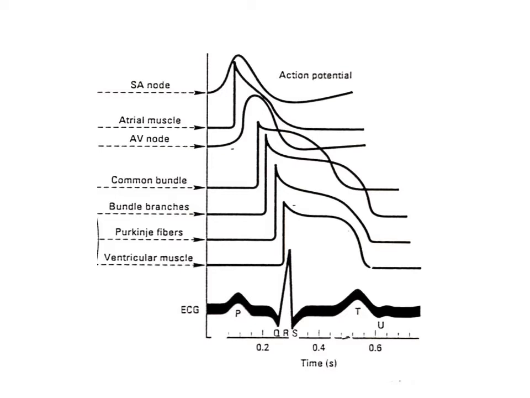The signal from the SA node will trigger the atrial muscle, and then your AV node will be hit as well. That's where we see our big P wave coming in from the atrial muscle. Then as it travels down through the common bundle and the bundle branches, that's where we're seeing our QRS wave, as the ventricles actually contract. Then you have your T wave, where everything is resetting itself, getting ready for the next beat to occur.